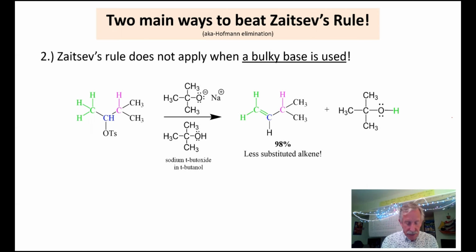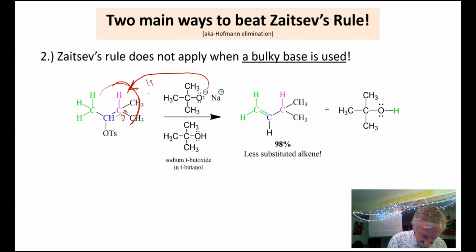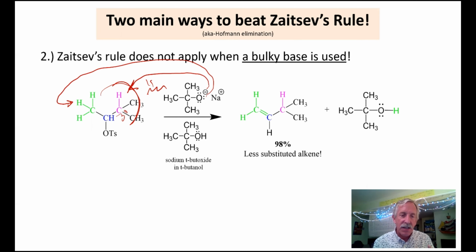And it's so big and bulky that it just can't find its way in on this tertiary carbon. This is too bulky, so it's very unhappy going there. So why fight it? What it will do is go the easy route and go way over here to this less substituted beta hydrogen, and pluck one of the green ones off and make the less substituted alkene, therefore beating Zaitsev's rule. So these are the two main ways to beat Zaitsev's rule. And so keep those in mind.